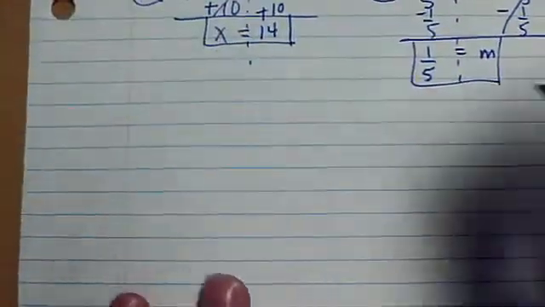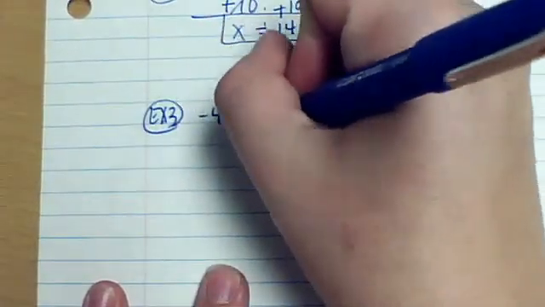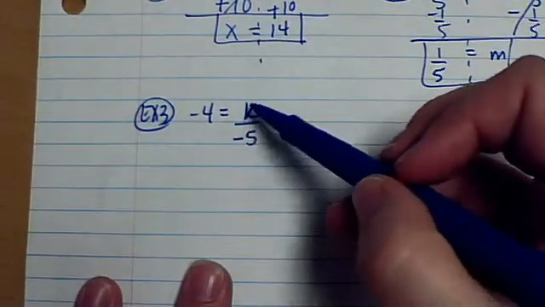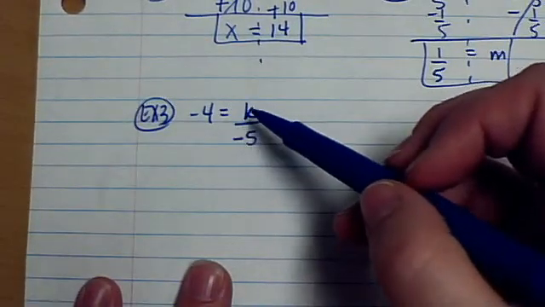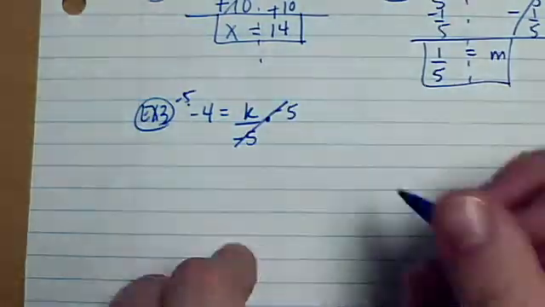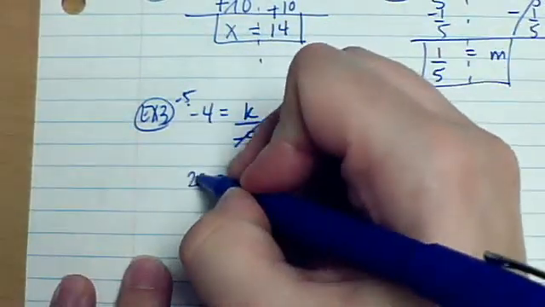Okay, let's see example 3. I have negative 4 equals k divided by negative 5. So that operation is division, because even as a fraction, it still means to divide. So to undo this, I need to multiply. So I'm going to multiply by negative 5. Okay, so then I have k equals, well, negative 5 times negative 4 is positive 20.